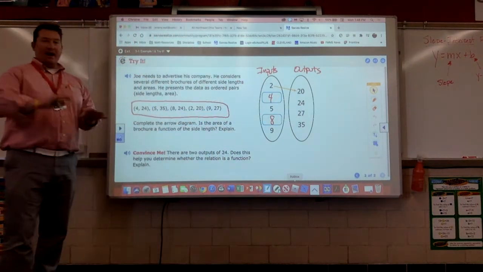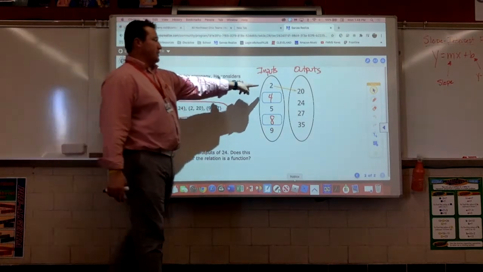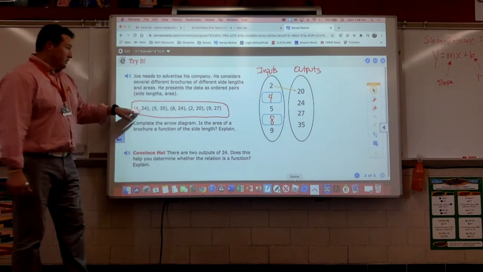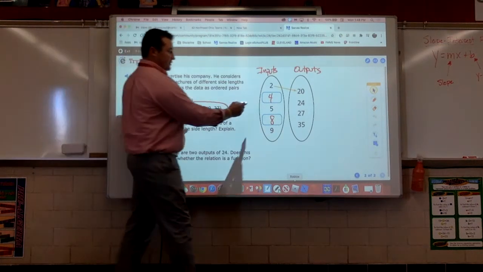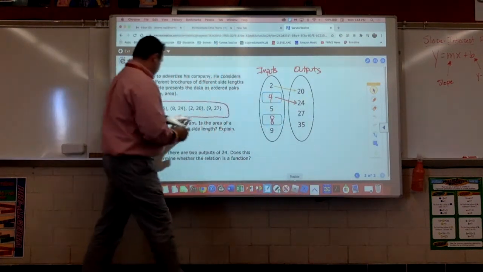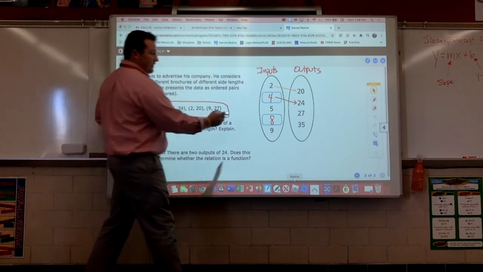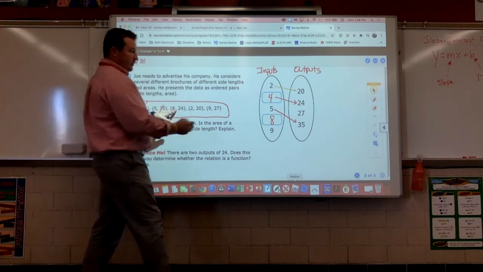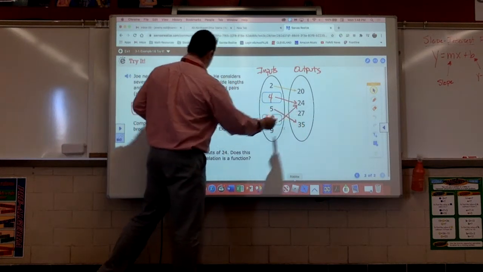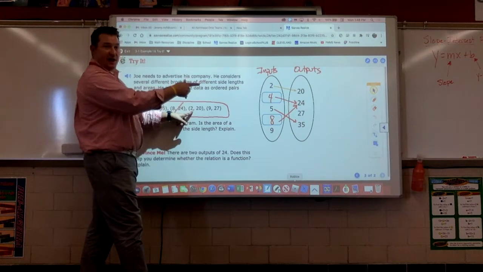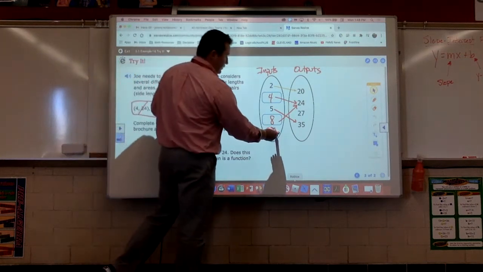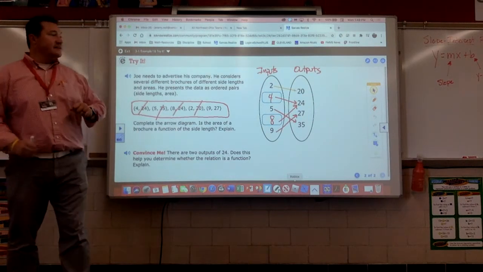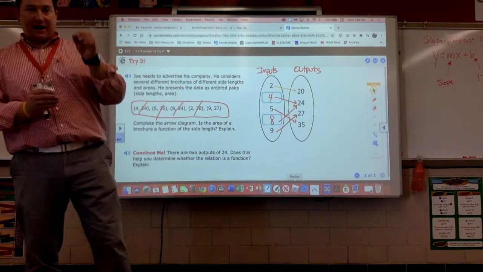Now, my arrow diagram is not done. I have to do what they've done here, which is draw an arrow from your input to whatever output it goes to. So 4 needs to go to 24. Looks just like this. Did that one. 5 goes to 35. Got it. 8 goes to 24. 2 goes to 20. They already did that one. And 9 goes to 27. All right, is this arrow diagram a function?